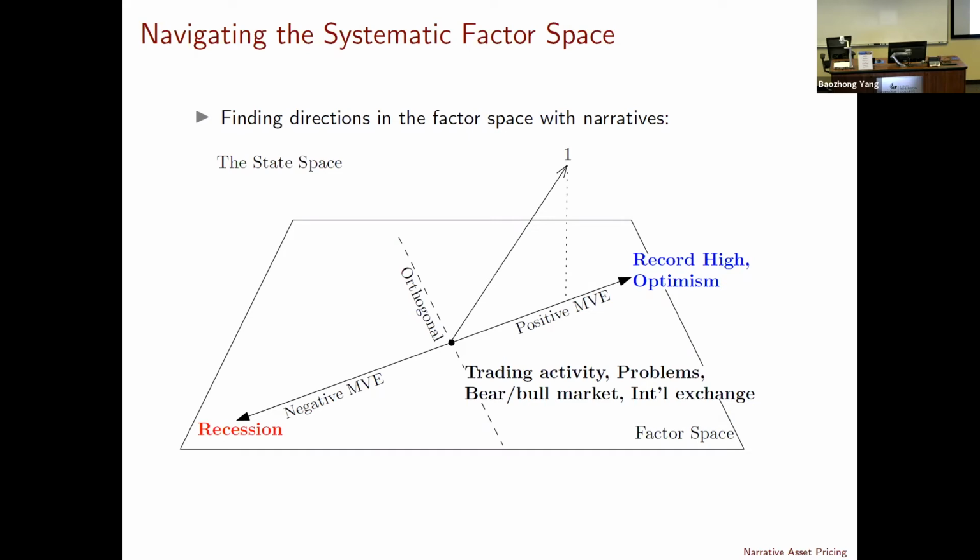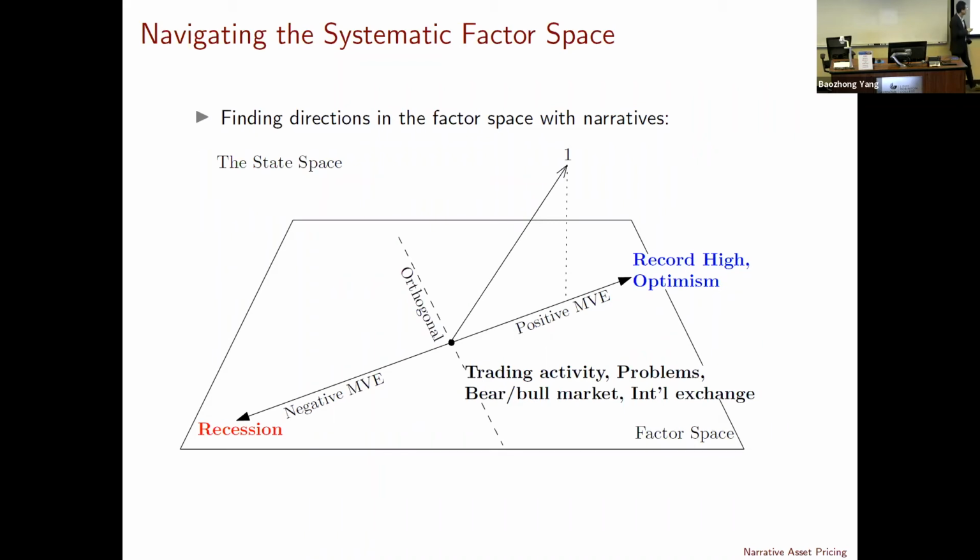So if I now see a stock that has a positive correlation with these narratives, that tells me this really has a positive correlation with the mean variance efficient frontier, MVE, and that should have a high expected return, right? At the same time, I have the orthogonal direction to the MVE. On these directions, I find narratives like trading activities, problems, bear bull market, international exchange. These are generally talking about the capital market without a strong directionality. So these narratives constitute important systematic risk factors, but after all, they don't bear a lot of risk premium, right?